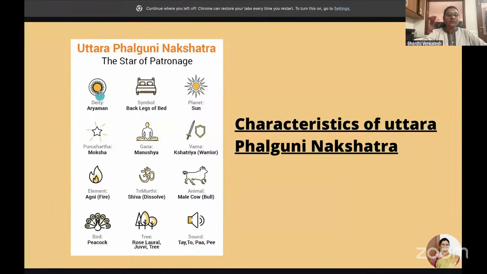So the deity for Uttara Falguni Nakshatra is Ariman. The symbol is the back legs of a bed. The planet which rules is the sun, and the animal is the male cow. This is about Uttara Nakshatra.